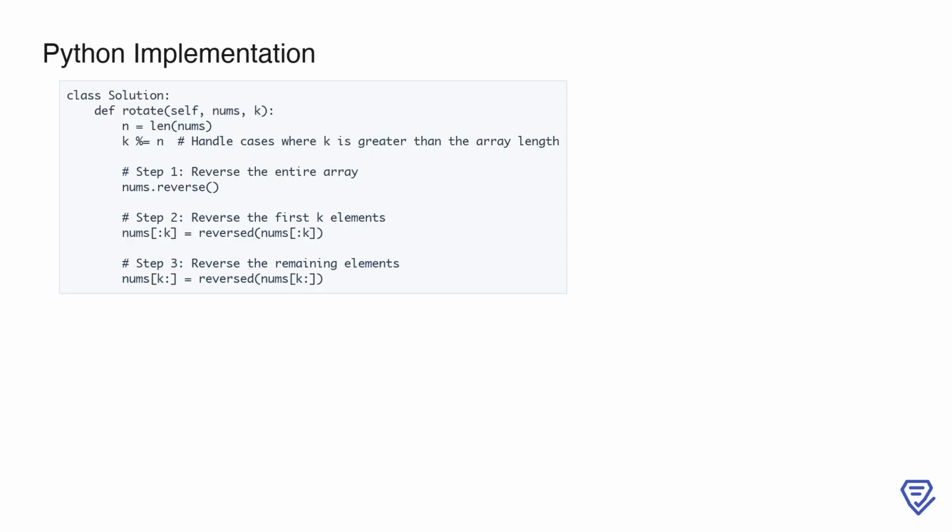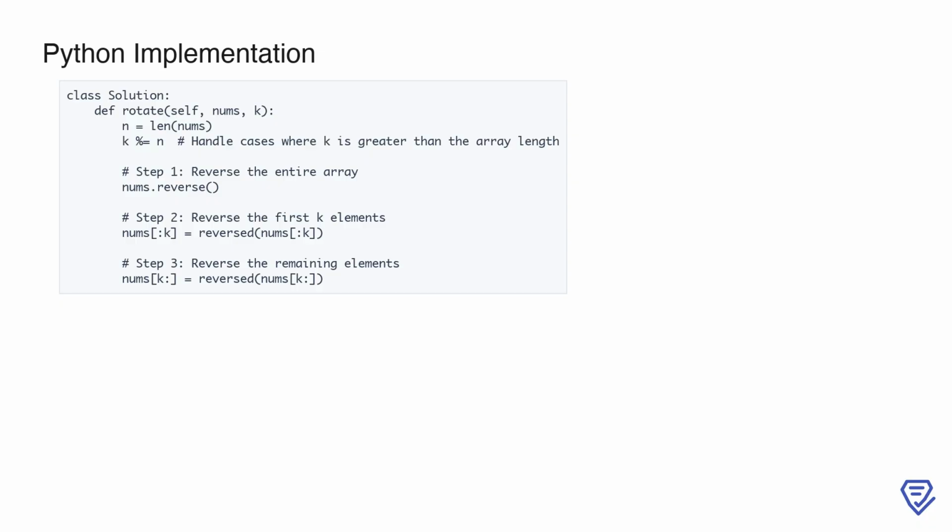The three-step approach involves reversing segments of the array to achieve the desired rotation. 1. Reverse the entire array. By reversing the whole array, we effectively reposition the elements such that the last k elements become the first k elements, though in reverse order. 2. Reverse the first k elements. This step corrects the reversed order of the first k elements, making them appear in the original sequence. 3. Reverse the remaining elements. Similarly, this step corrects the order of the remaining portion of the array.